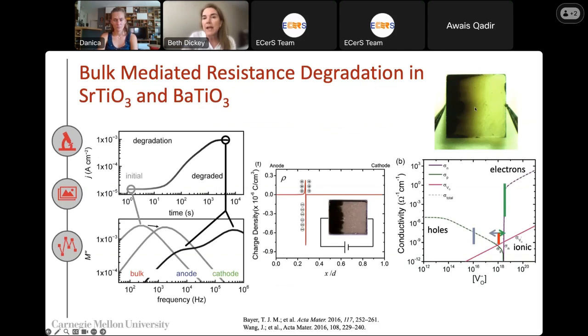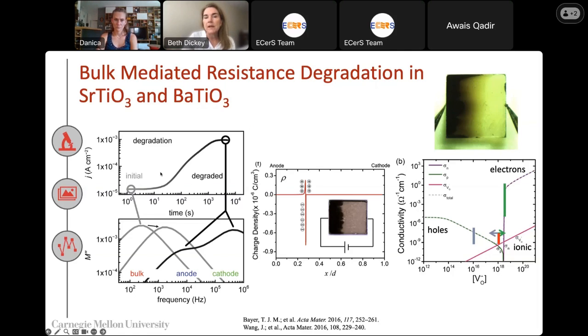This is another case where the optical properties and signatures give you very strong indication of the local defect chemistry. In this case, in iron-doped strontium titanate and iron-doped barium titanate, it turns dark when it's more oxidized. But here you see very large changes in the defect chemistry, inferred from the optical properties, where I have an oxidized side and a reduced side, and I've got this internal junction.